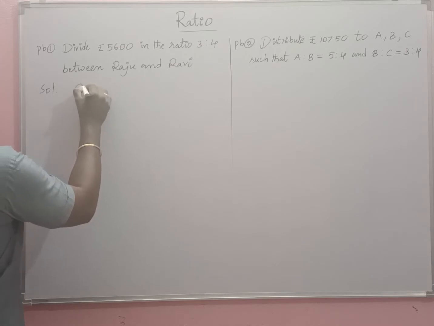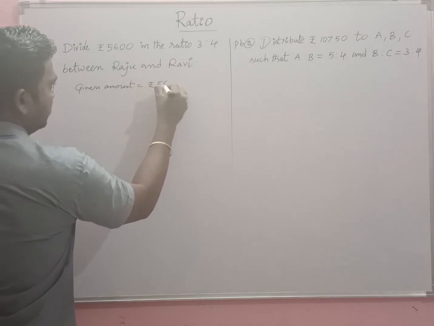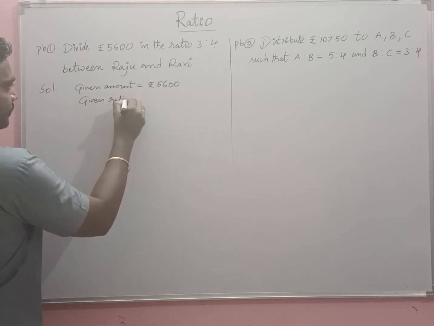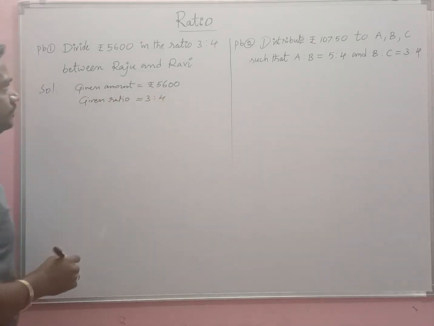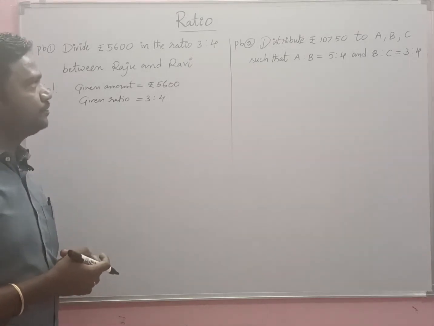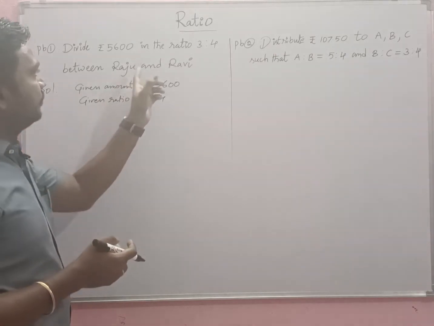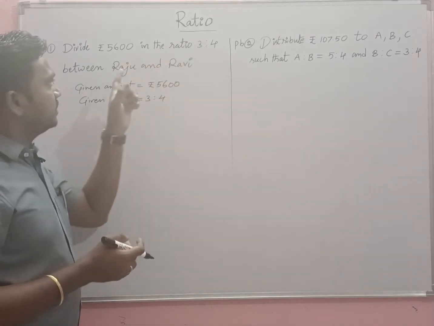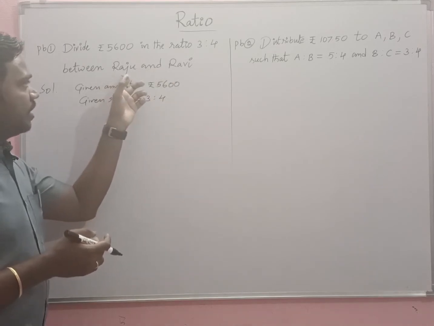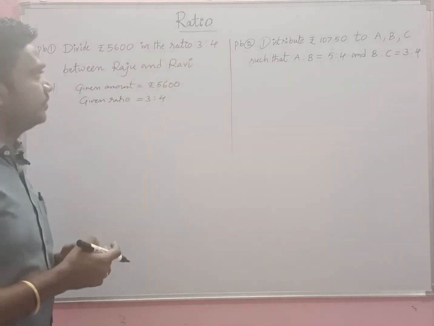Here, the given amount is 5600 rupees. The given ratio is 3 is to 4. In my last video, we discussed the properties of ratio. The order of the ratio is very important. So here, 3 is to 4 is divided between Raju and Ravi. It means that Raju has 3 parts and Ravi has 4 parts.